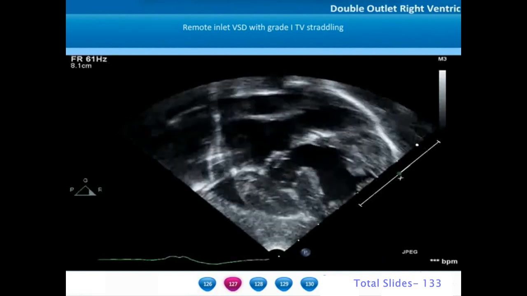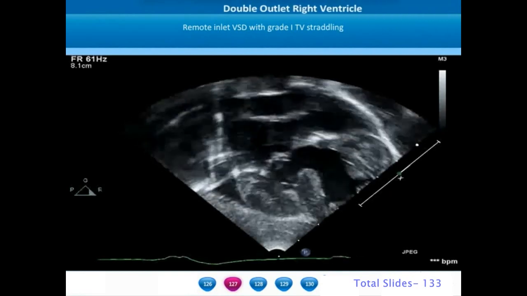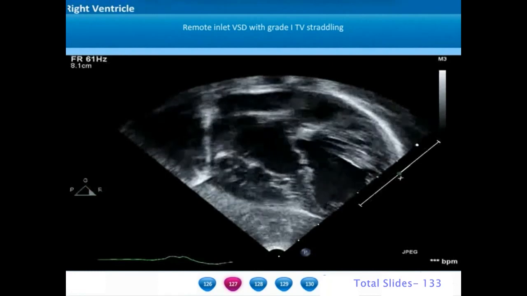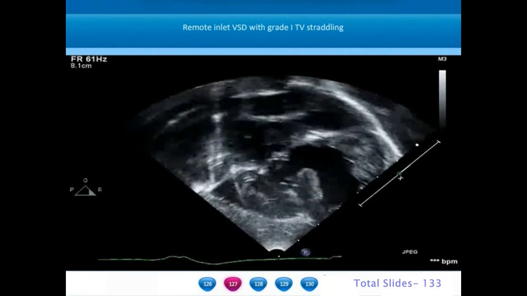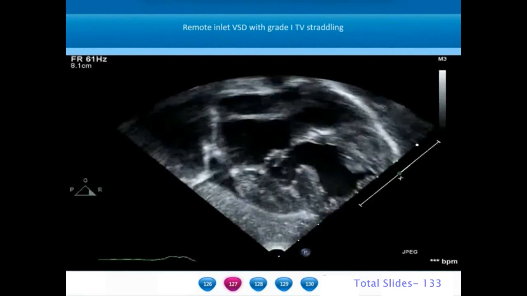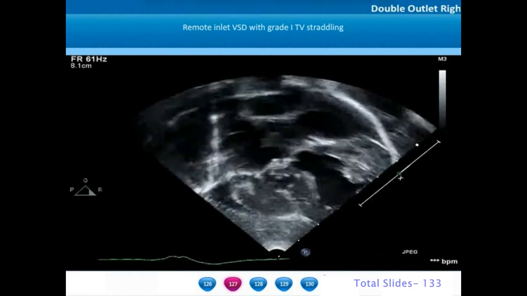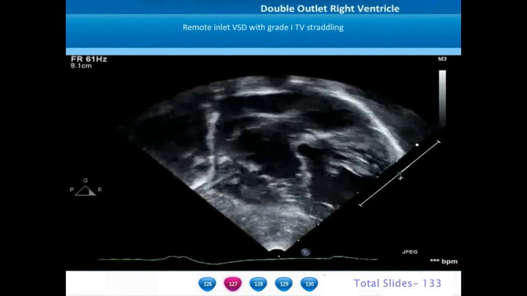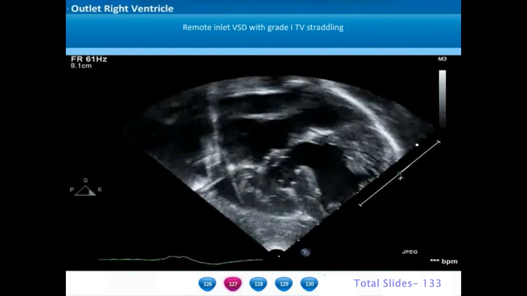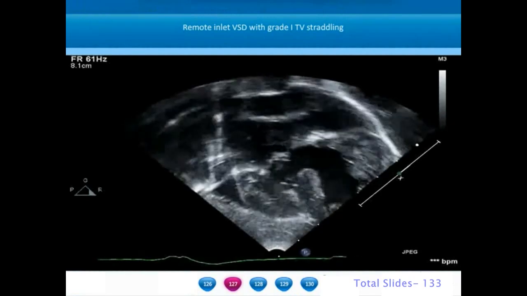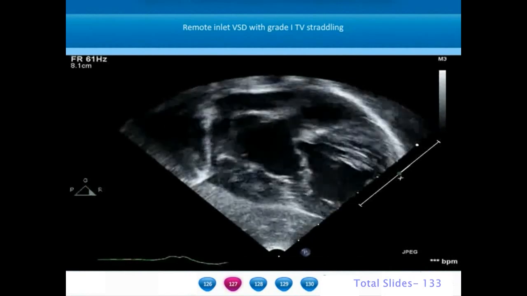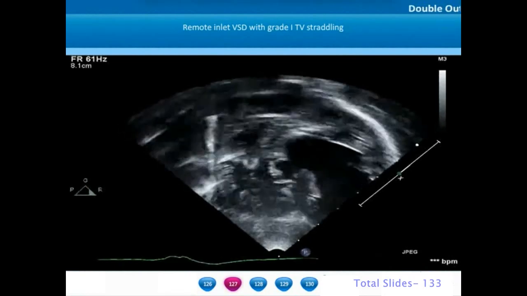A subxiphoid coronal sweep, long axial view showing a large inlet ventricular septal defect with straddling of the tricuspid valve. We can see the tricuspid valve chordal apparatus attaching to the crest of the interventricular septum. This straddling of the tricuspid valve in inlet ventricular septal defects will also make it difficult to route the ventricular septal defects towards aorta or pulmonary annulus. We can also notice that there is a left juxtaposition of the right atrial appendage, which is a common association in patients with Taussig-Bing anomaly.